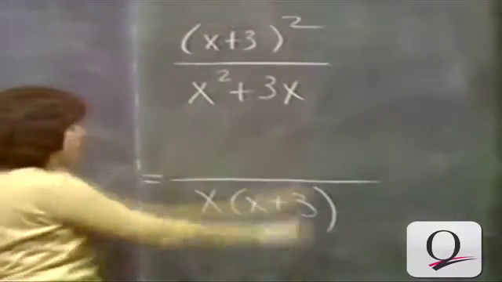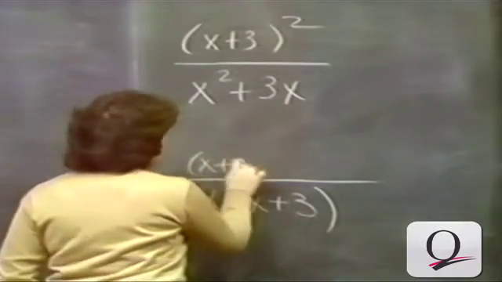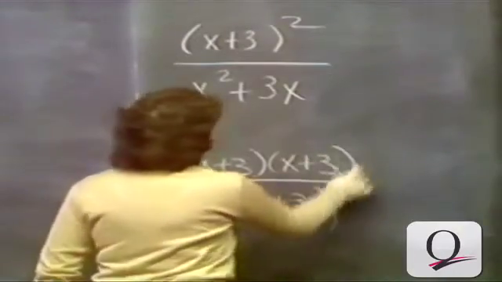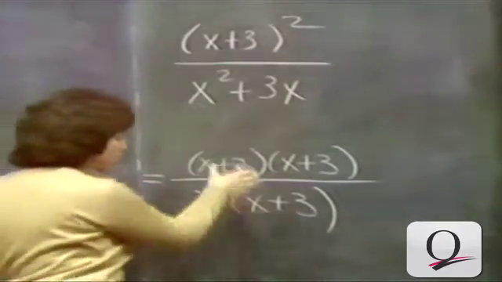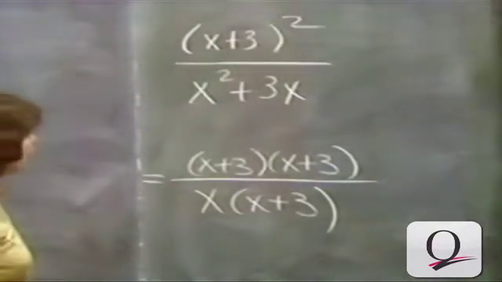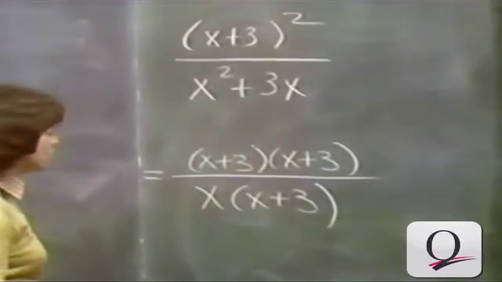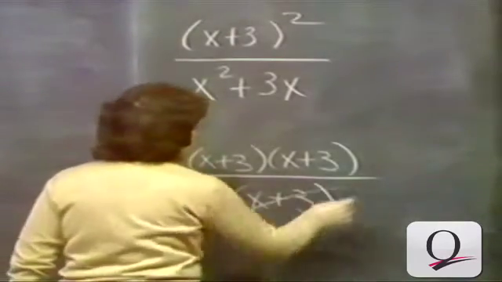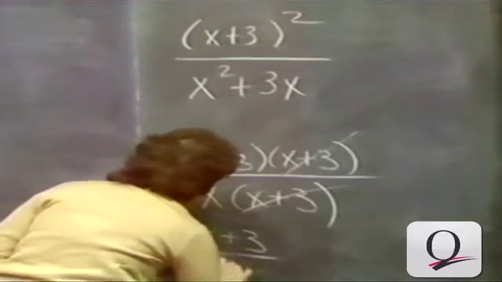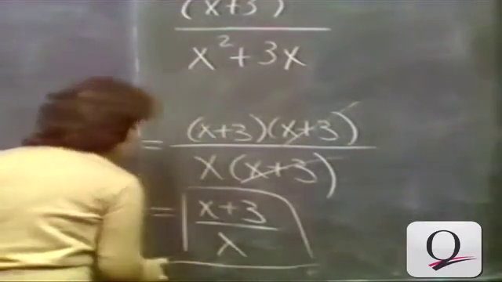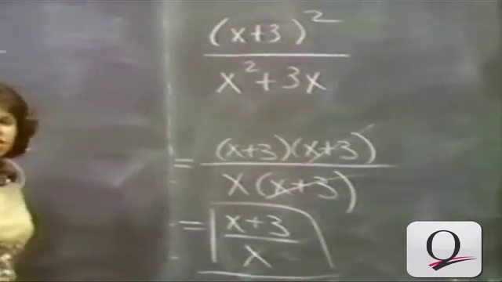The top is already factored. It is x plus 3 squared, which is x plus 3 times x plus 3. You can either leave it in the x plus 3 squared form and then just divide the x plus 3 that way, or if it helps, you can write it out like this, x plus 3 times x plus 3. Either way, we see that x plus 3 is now certainly a factor in the numerator and the denominator. We can divide numerator and denominator by x plus 3, giving us x plus 3 over x as our final answer. And once again, no further simplification is possible here. You cannot cancel the x's. And this brings us to the end of the videotape.